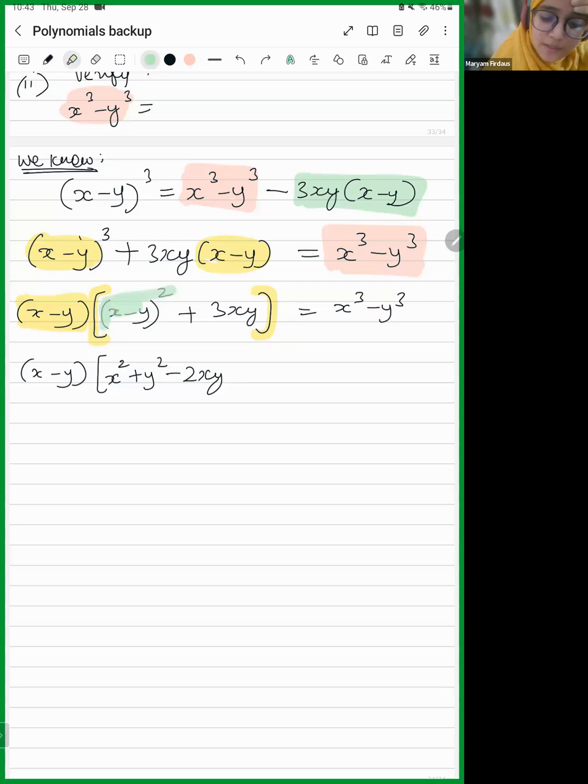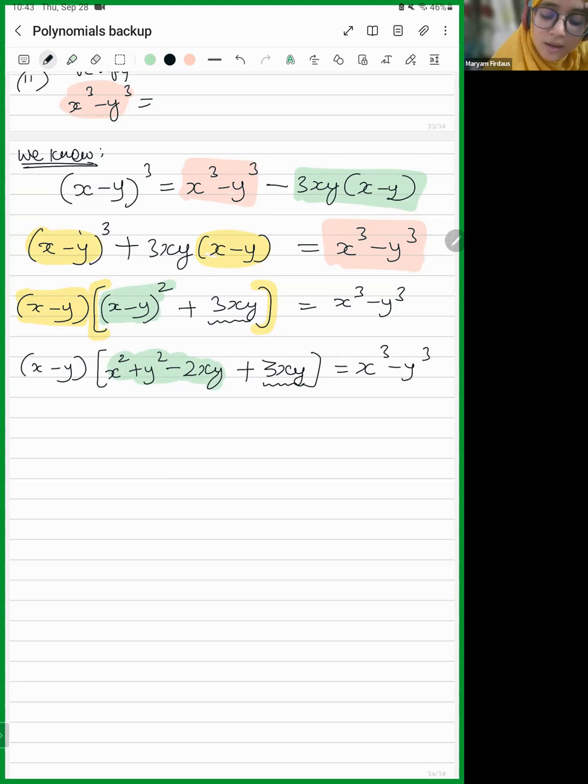Yes or no? X minus y whole square is what? X square plus y square minus 2xy. Yes. Now we are left with 3xy, this term as it is. Not making any changes in this term right now.